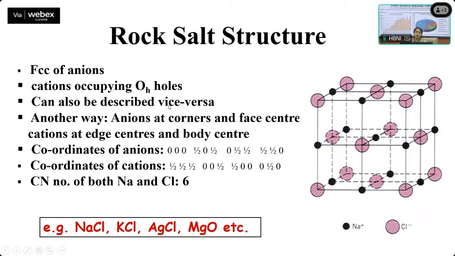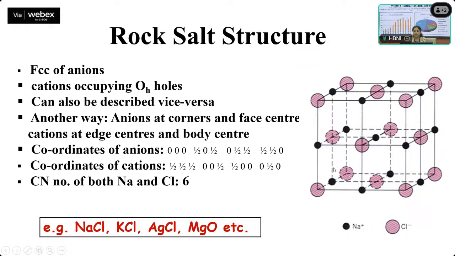Cations occupy octahedral holes in the rock salt structure, and if you recall, we said in an FCC lattice, the octahedral holes exist in the body center and the edge centers. That is what is shown here. Of course, in a structure like NaCl, where the stoichiometry has an equal number of cations and anions, you can also describe it vice versa, and that would be perfectly fine.